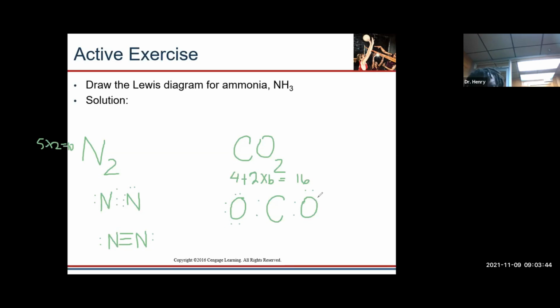Can you guys see my dots, or are they too thin? Okay, so how many bonds should we have between each of the carbons and the oxygens so that everybody reaches its octet? Two, that's right. So we should have 2 bonds. So that'll be a total of 4 electrons that are going to be shared between the 2.